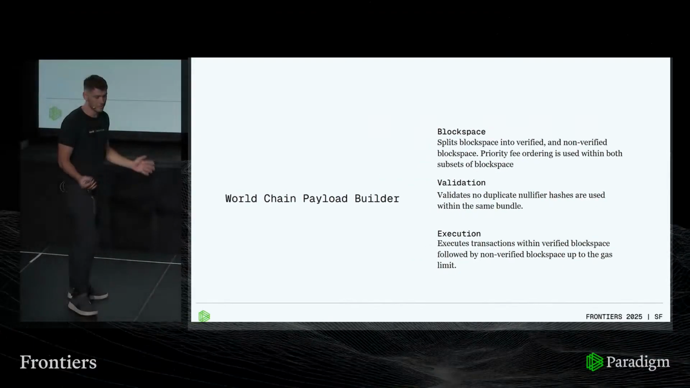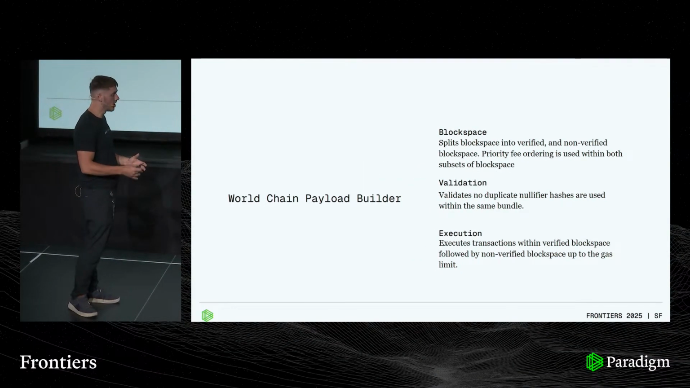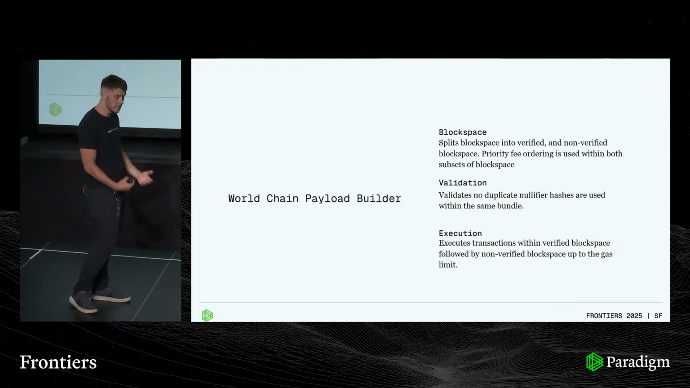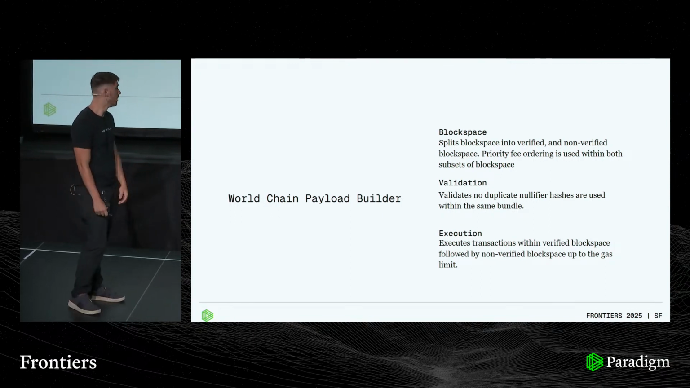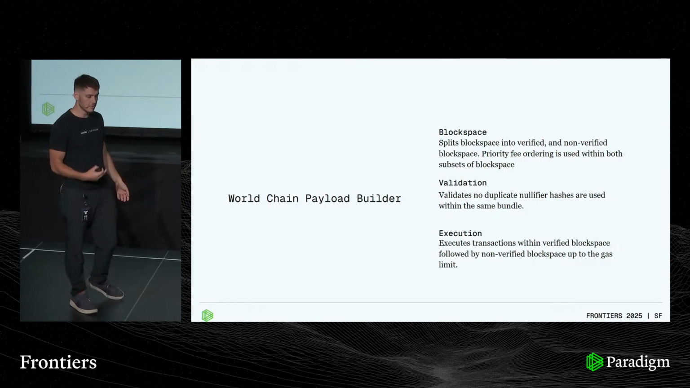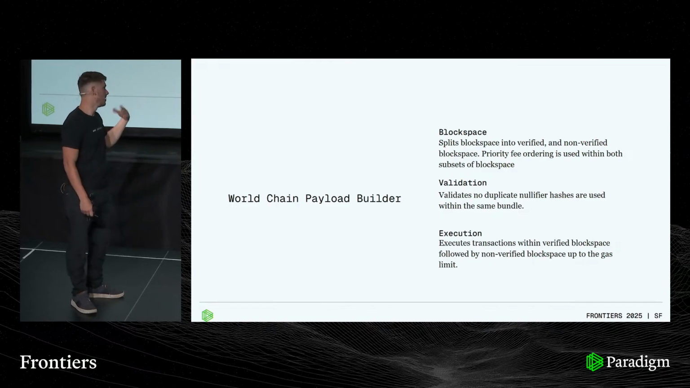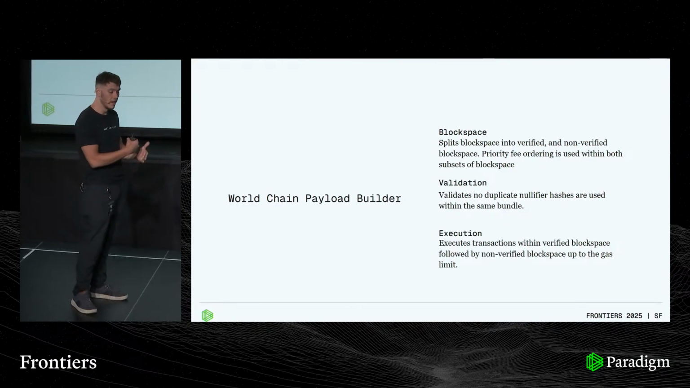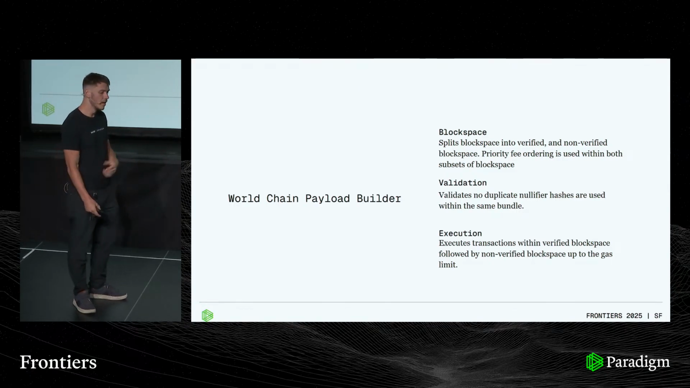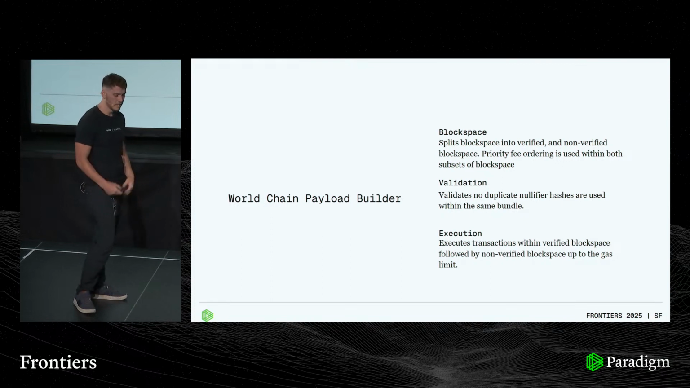And the payload builder, also super simple. Basically, blockspace is split already into two categories just through the ordering mechanism. Validation is just basically validating that nullifier hashes associated with the proofs. There's no duplicate nullifier hashes within a single bundle, which wouldn't be caught by the contract. And then execution just comes down to executing verified transactions up to the PBH gas limit, which is a proportion of the block gas limit, and then executing non-verified transactions up to the block gas limit.